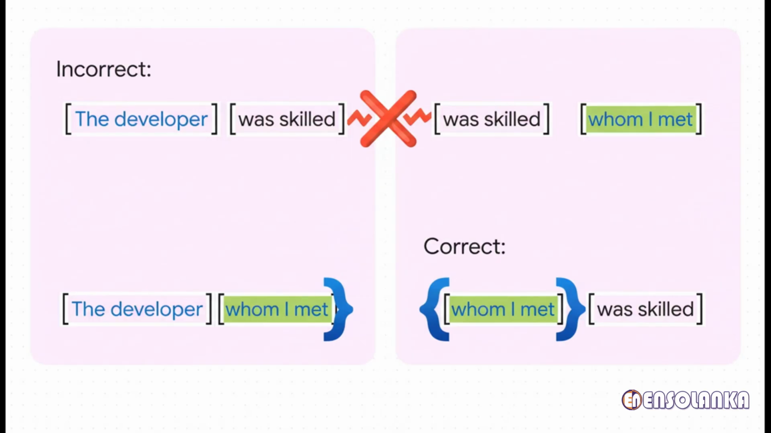Remember that number one rule we talked about? The adjective clause has to hug the noun it's describing. It can't be separated from it. So look at this incorrect sentence. The developer was skilled, whom I met. The description, whom I met, is just stranded at the end there. It's confusing. It has to come directly after the developer to make any sense.